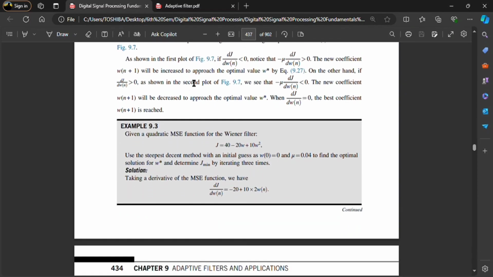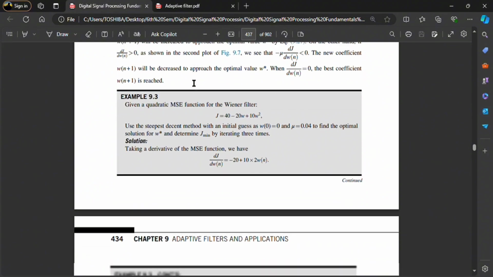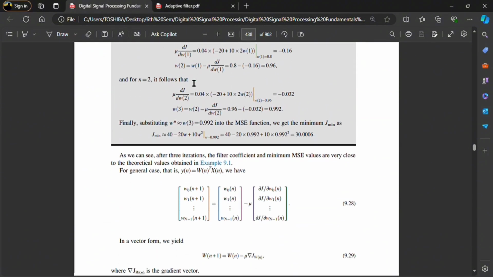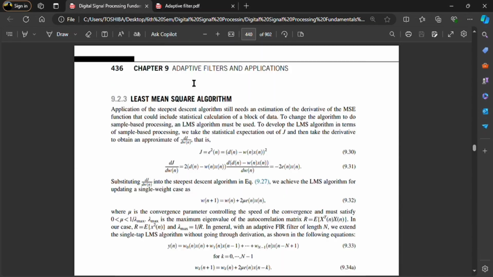Here you can see example 9.5, where we are discussing the quadratic MSE function for the Wiener filters. And here you can see these mean square algorithms. The application of the steepest descent algorithm still needs an estimation of the derivative of the MSE function that could include statistical calculation of a block of data. To change the algorithm to do sample-based processing, LMS algorithms must be used.